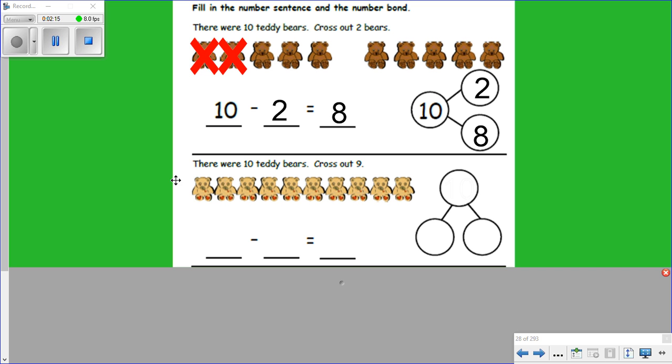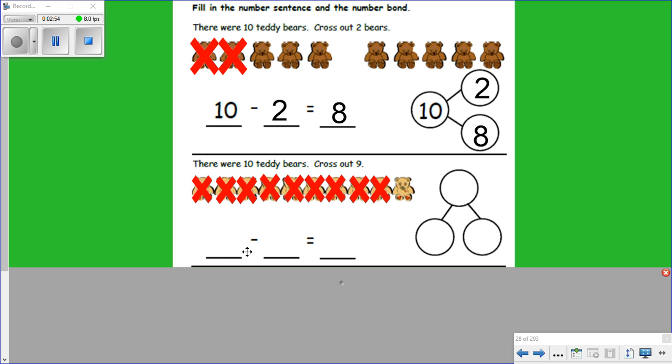Read along with me. There were 10 teddy bears. Cross out 9. So now we have some other types of teddy bears, but there's still 10 of them as our whole amount. And now we need to cross out 9. Count along with me for the X's to appear. 1, 2, 3, 4, 5, 6, 7, 8, 9. 9 are crossed out, and that means only 1 is left.